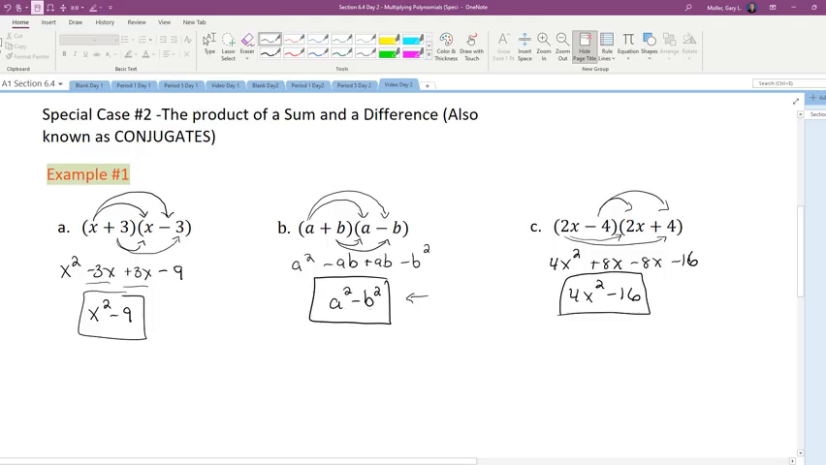The answer to this is known as the difference, and it's called a difference because it's subtraction of two, I bet you can figure out why there's two, squares.